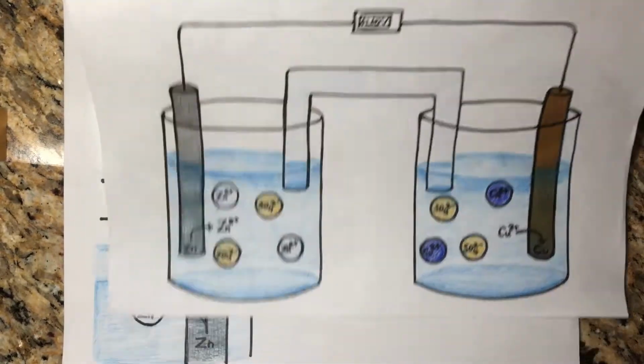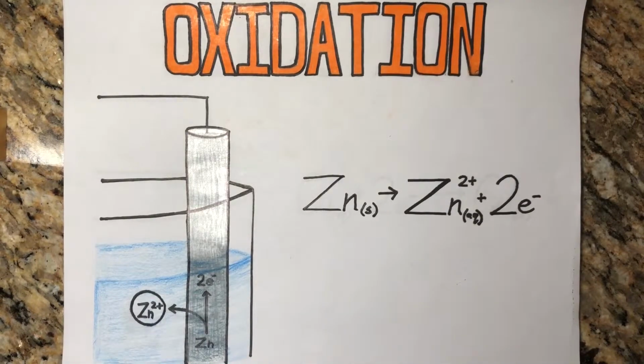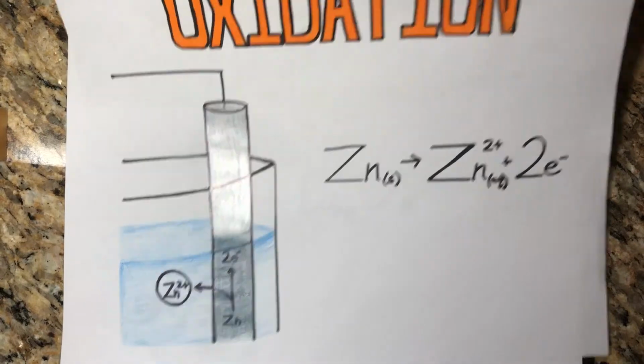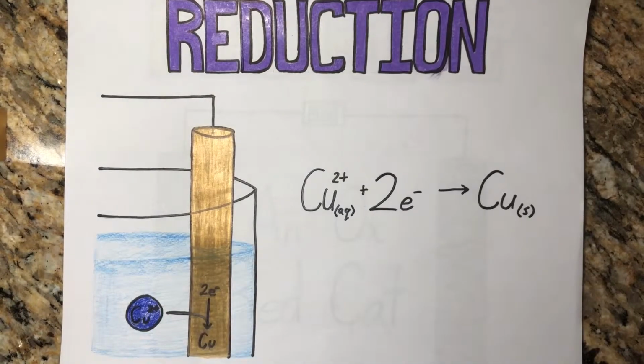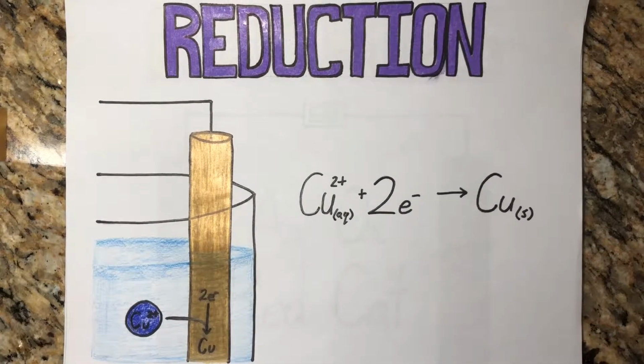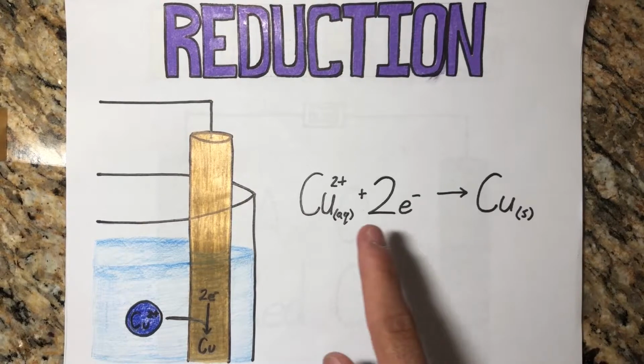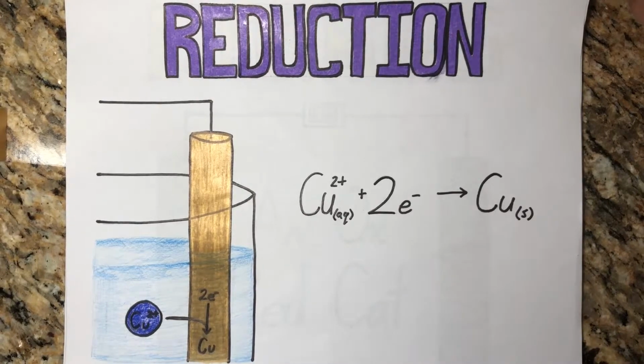In order to understand how and why this occurs, we must first address oxidation and reduction. Oxidation is a half reaction in which the element's oxidation number increases. This occurs when an atom loses an electron, usually forming an ion. In this case, solid zinc's oxidation number is increasing from 0 to positive 2, losing 2 electrons. Reduction is a half reaction in which the oxidation number decreases. This occurs when an atom gains an electron, which usually forms a neutral atom. In this case, copper 2's oxidation number is decreasing from positive 2 to 0, where it is gaining the 2 electrons the zinc is losing.